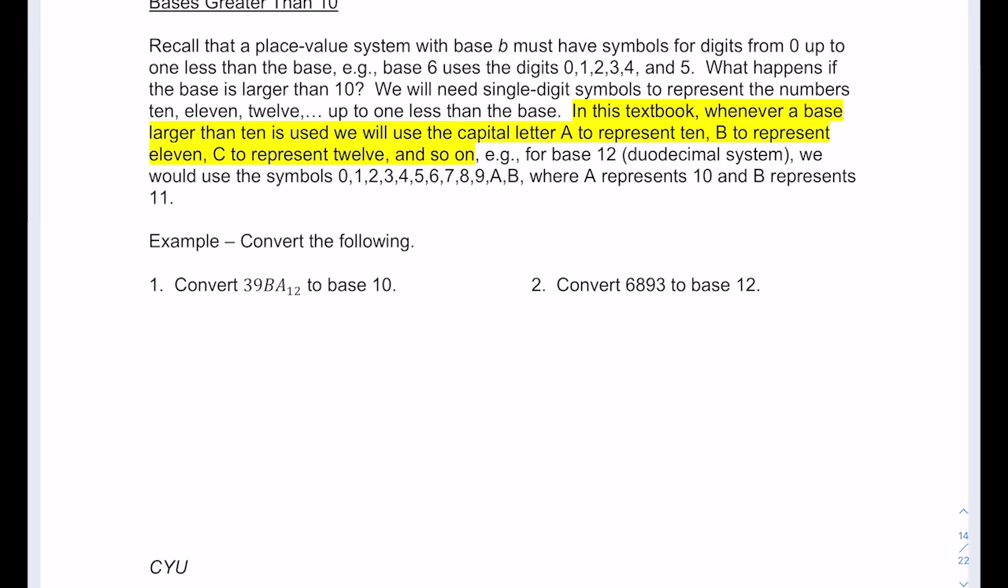So in this textbook, whenever a base larger than 10 is used, we're going to use a capital letter. And the capital letter we would use to represent 10 would be A. And then we're just going to go alphabetically in numerical order. So we know that A is 10, B would be 11, C would be 12, D is 13, E would be 14, and so on. Okay, so for base 12, duodecimal, we would need the symbols 0 through 9, and then A for 10, B for 11.